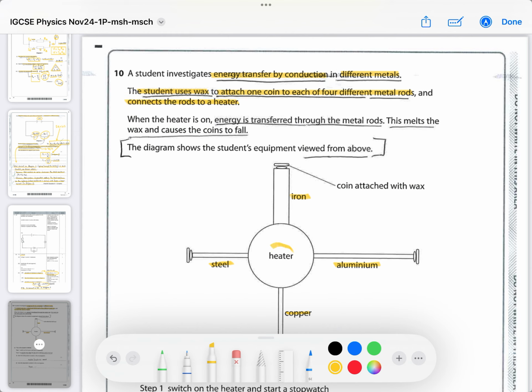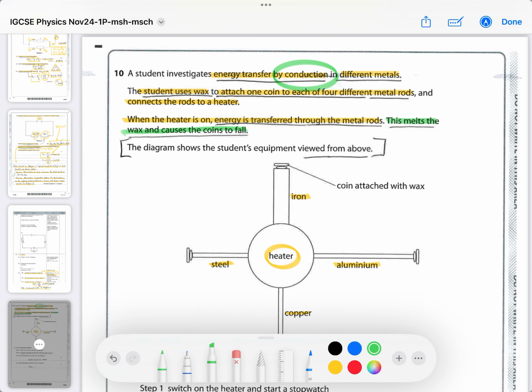The heater is in the middle, equidistant from the start of each of these rods. When the heater is on, heat energy is transferred through the metal rods by conduction. Remember, conduction is vibration of the particles in each metal, layer by layer, passing on the vibrations from one layer to the next. This melts the wax when the temperature gets sufficiently high at the end, and causes the coins to fall.